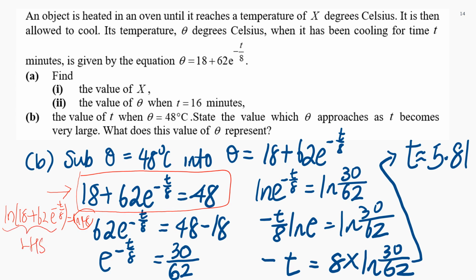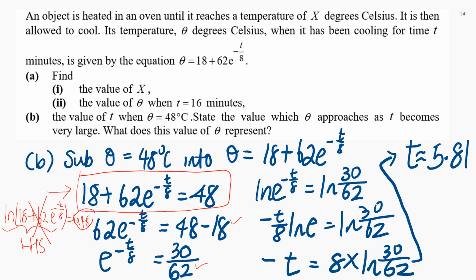You only have log A plus log B, the product law, or log A minus log B. You don't have log of bracket something plus something. There's no such law, so you're handicapped here. Therefore you cannot bring ln straight away. What you need to do is to simplify it: minus 18 on both sides, and then divide by 62.